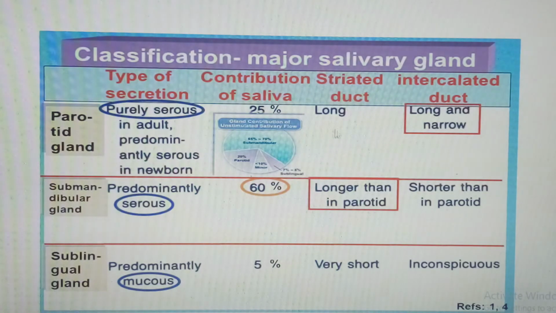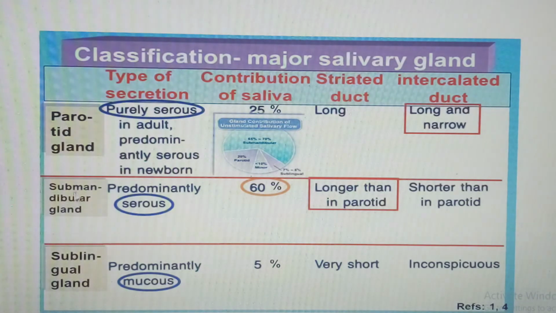But its duct is going to be very long because it's coming from all the way just below the ear. We'll have a very long duct for it to reach the oral cavity, and it's going to have a lot of the intercalated duct. The intercalated duct will be long and narrow. We have a lot of these because at the end the duct will be modifying the secretion, reabsorbing chloride ions and secreting bicarbonate ions.